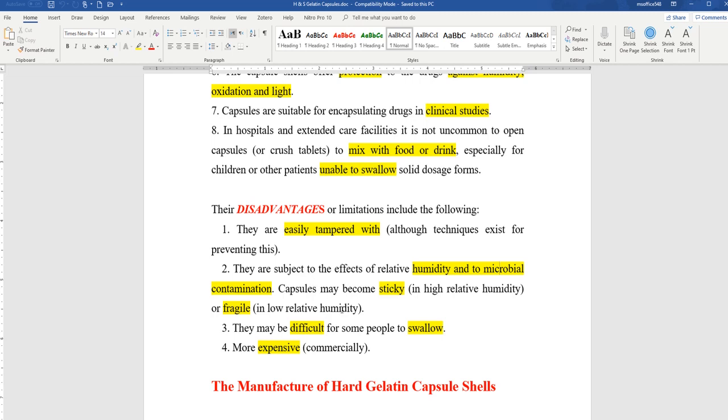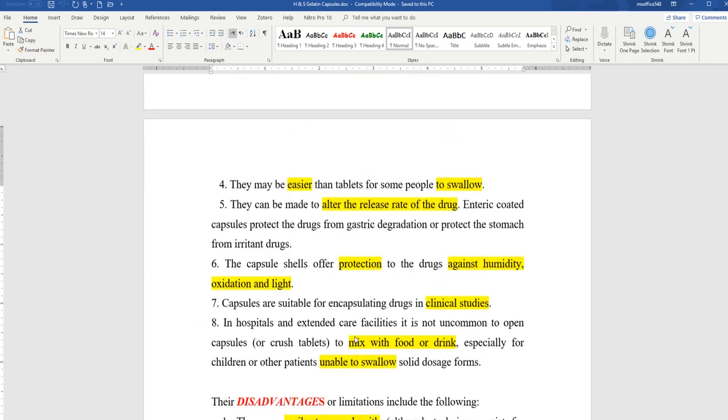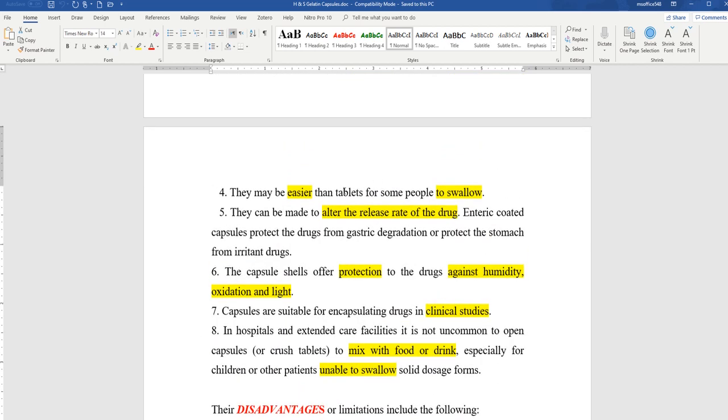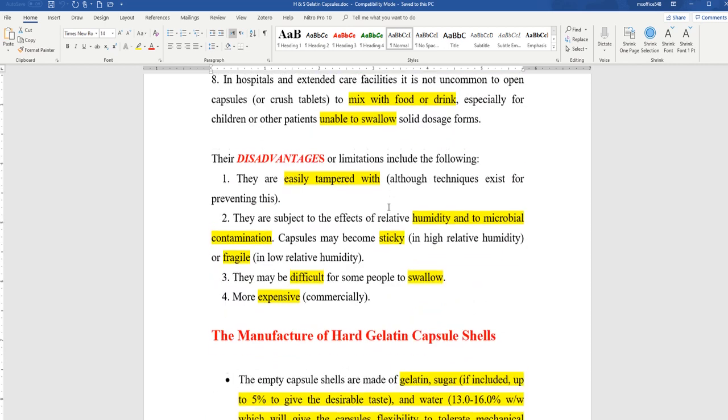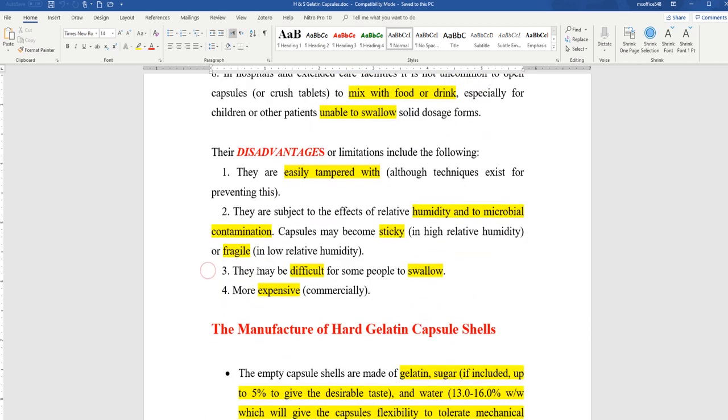Another disadvantage, pay attention to this one: although it's easy to swallow, especially when you compare it to tablet, because it's a solid dosage form, it's maybe difficult to swallow by some people, like in children, and that's why we use liquid preparation for them. Another disadvantage is that it's more expensive if we want to compare it, for example, with making tablets.